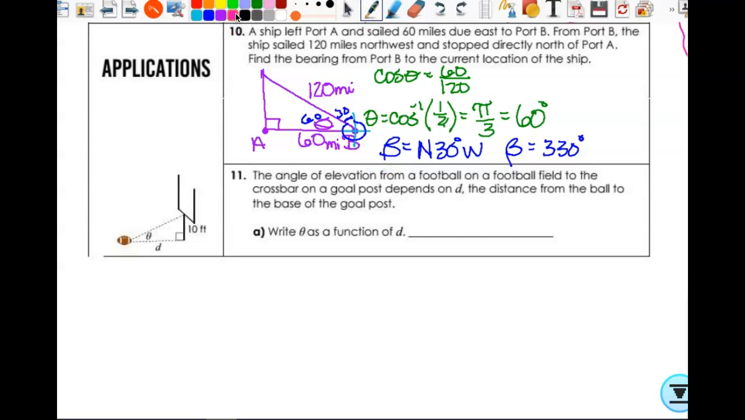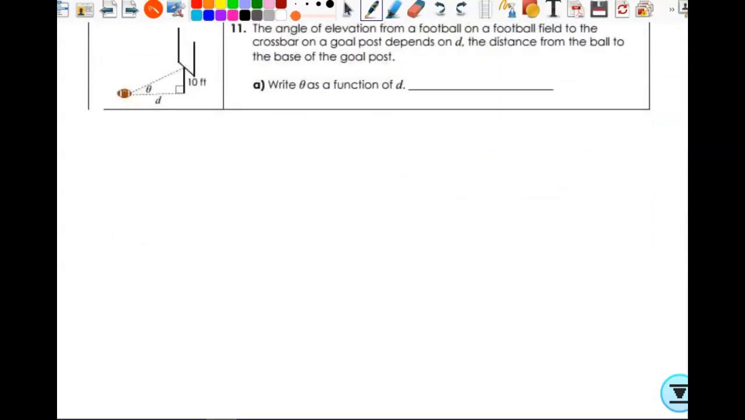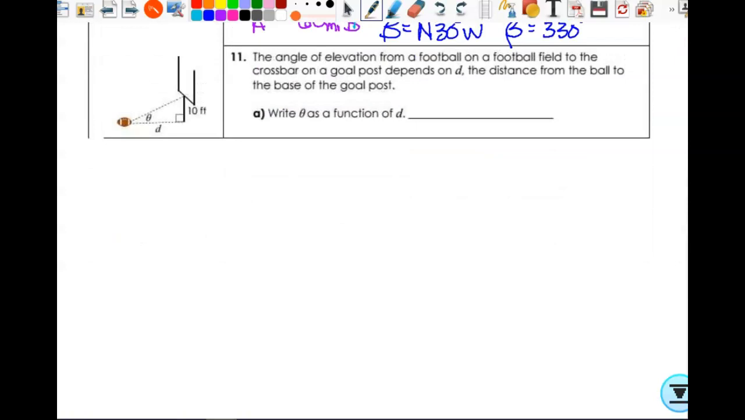All right, then let's look at this last one here. We've got an angle of elevation from a football field to the crossbar of the goalpost. It depends on the distance from the ball to the base of the goalpost. It says to write theta as a function of the distance. So this is theta right here. I can use right triangle trig again. Which trig function would I use here? Tangent. So the tangent of theta is equal to the opposite over the adjacent, right?